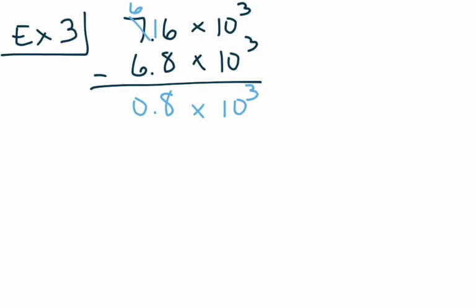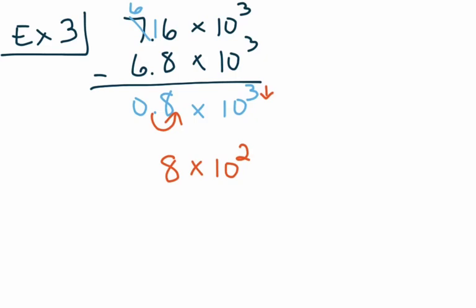Problem here, though, again, is that we cannot have a 0 as our only number in front of the decimal. We need to move our decimal behind the 8. Okay? So we go from 0.8 to 8. That makes that number bigger. So if that number gets bigger, my exponent needs to get smaller. So from 0.8 times 10 to the third, our correct answer should be 8 times 10 squared. All right? And that's our final answer for example 4.